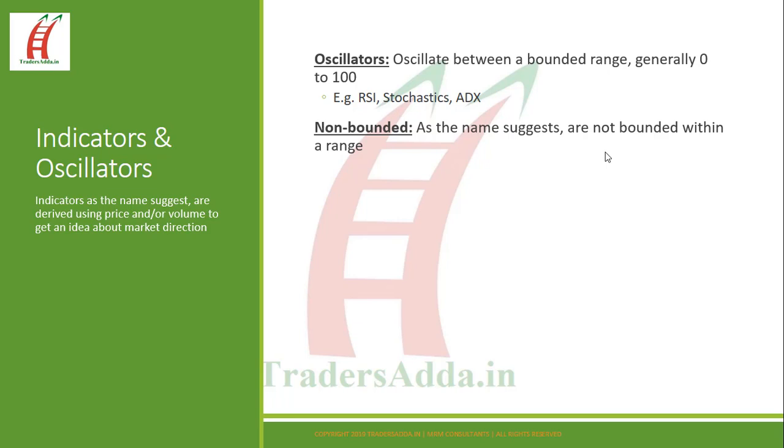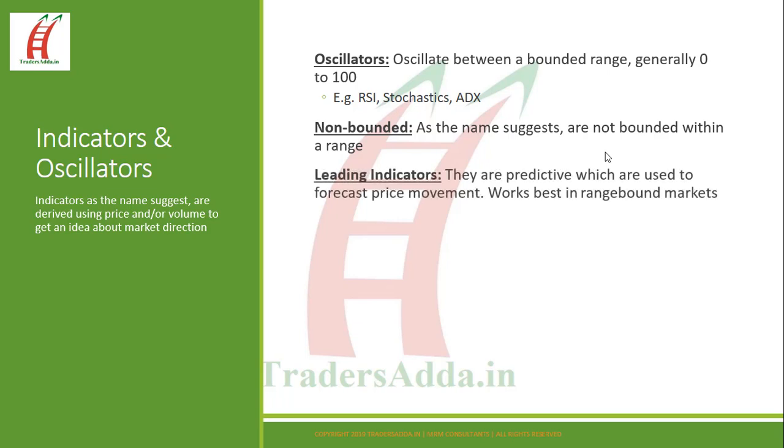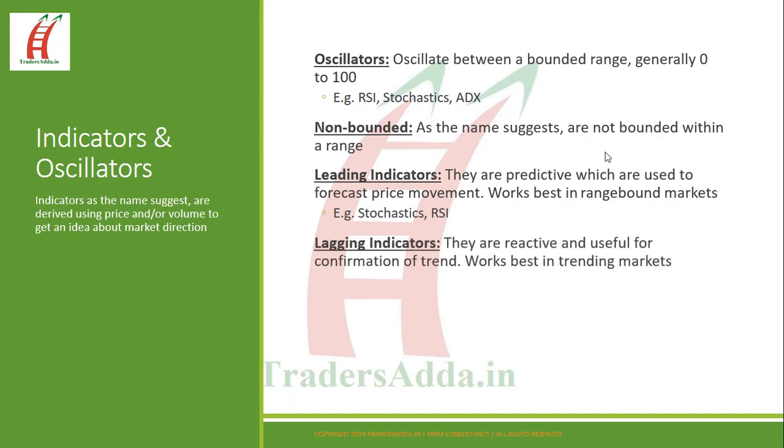Non-bounded, as the name suggests, non-bounded indicators are not bounded within a range. Leading indicators are predictive, which are used to forecast price movement. They work best in range-bound markets. Examples are Stochastics, RSI. Lagging indicators, opposite to leading indicators, are reactive and useful for confirmation of trend. They work best in trending markets. Examples are moving averages, MACD.